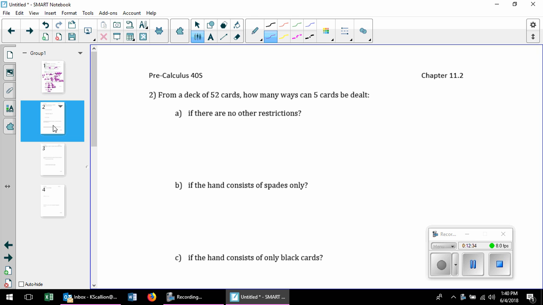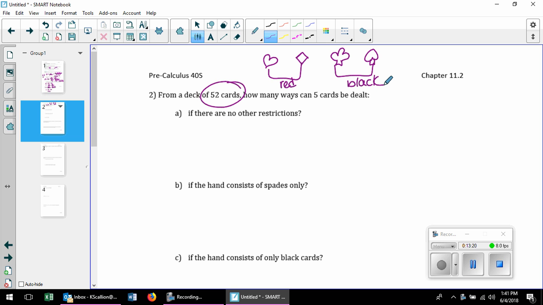Perfect. Okay. So, 52 cards, things you need to know about a deck of cards. There's 52 of them, how many suits are in a deck? 4 suits. So we have hearts, and we have diamonds, and then we have clubs, and we have spades. These 2 are red, these 2 are black. So diamonds and hearts are red. Spades and clubs are black.